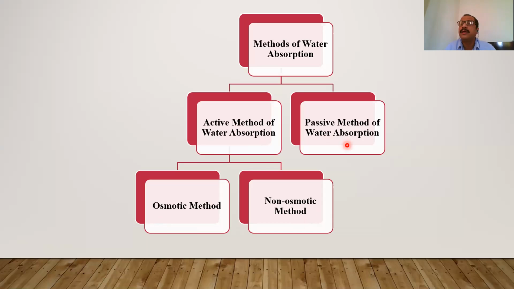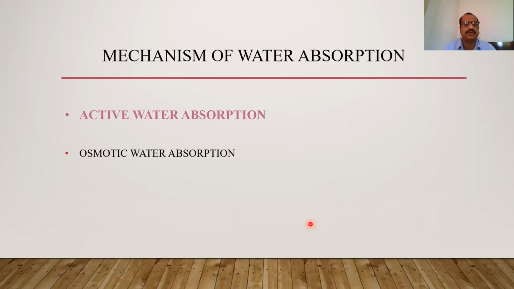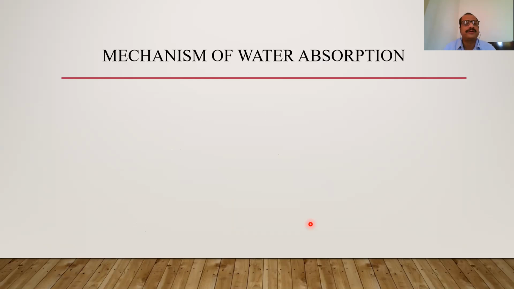So here again, look at the recap: methods of water absorption. Mechanism of water absorption can be studied by either active method or passive method. Active mechanism, passive mechanism. Osmotic method, non-osmotic method of water absorption. We'll have a look at all those processes one by one. So first is active water absorption, where energy is required, where roots are active in the process of water absorption. It is of two types, osmotic and non-osmotic. Just now we have discussed this. So we'll see the first type, that is osmotic type of water absorption.